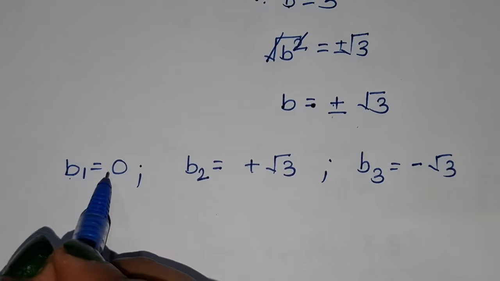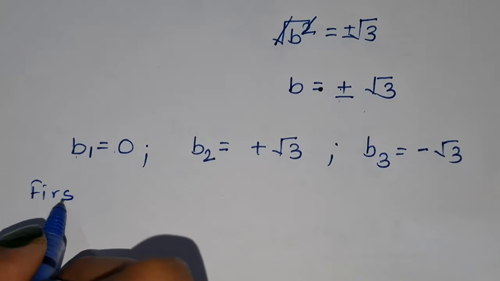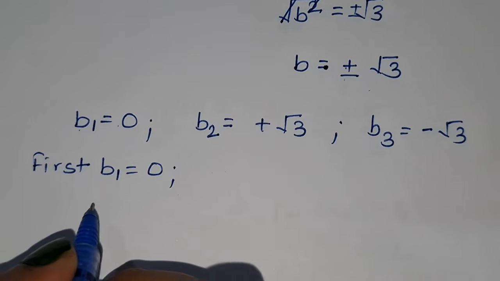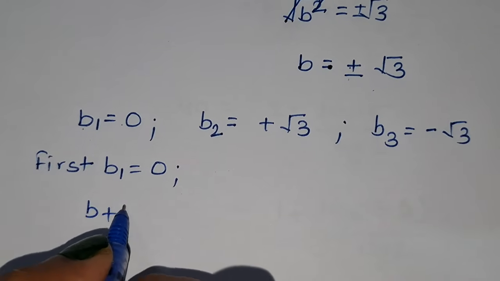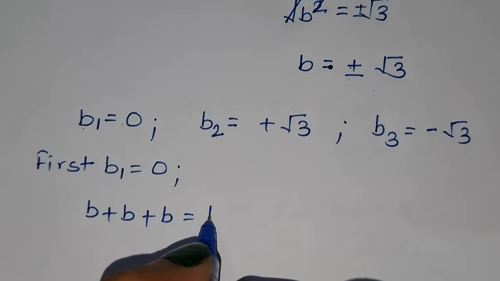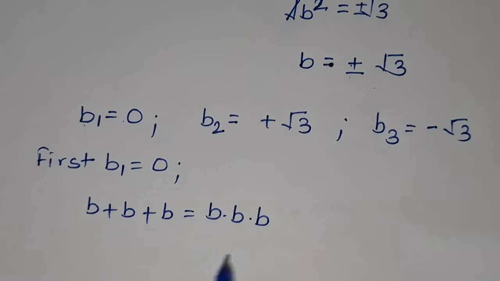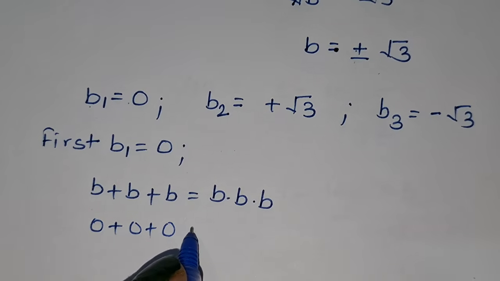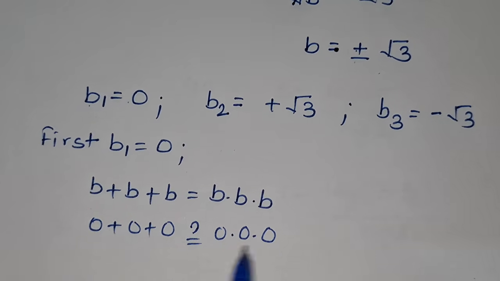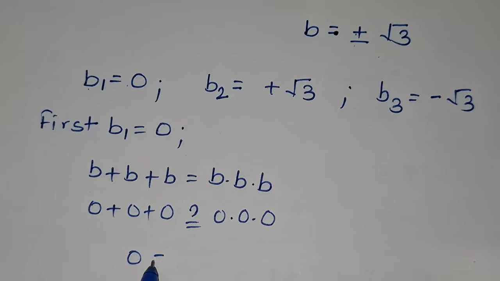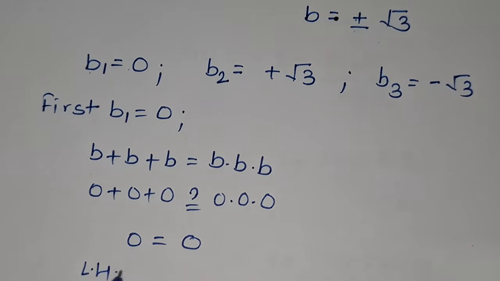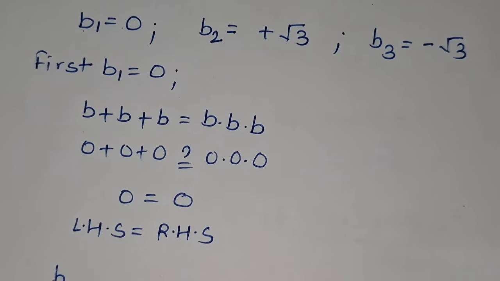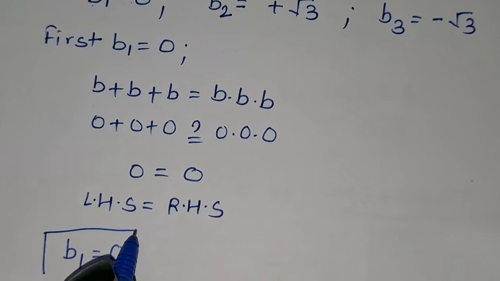First we are taking b1 is equal to 0. The question is b plus b plus b is equal to b times b times b. Now we have to substitute this value 0. So 0 plus 0 plus 0 equals? 0 times 0 times 0. All terms become 0 here. 0 is equal to 0. So we can say LHS is equal to RHS. So the first solution, b1 equal to 0, is verified here.